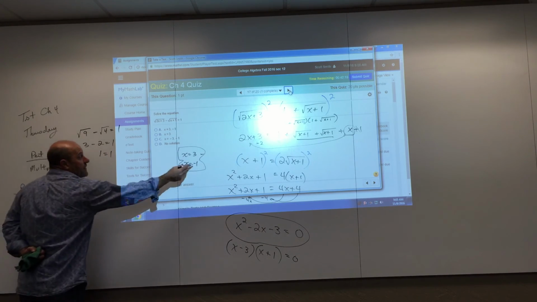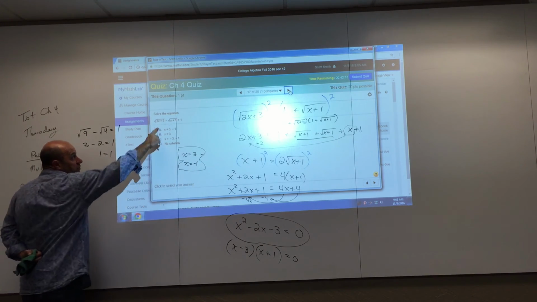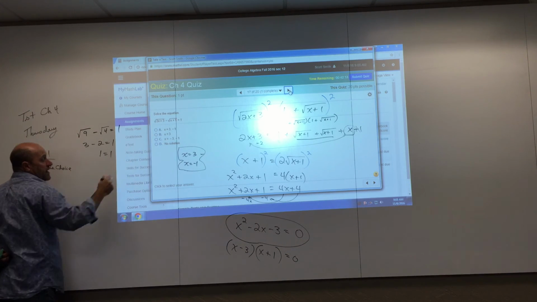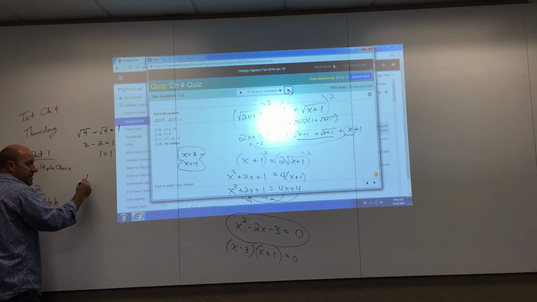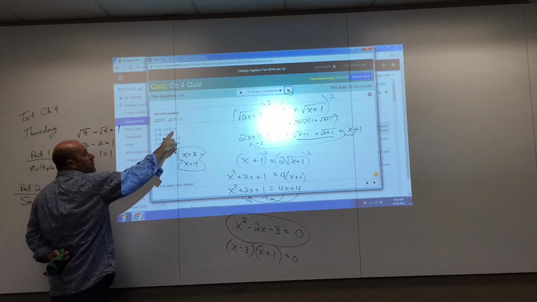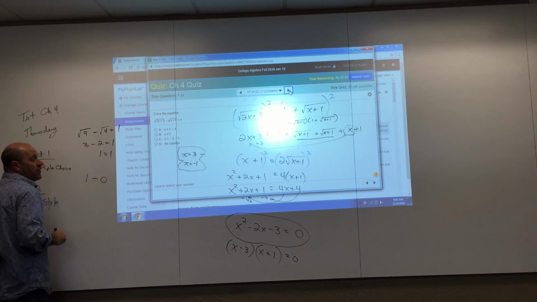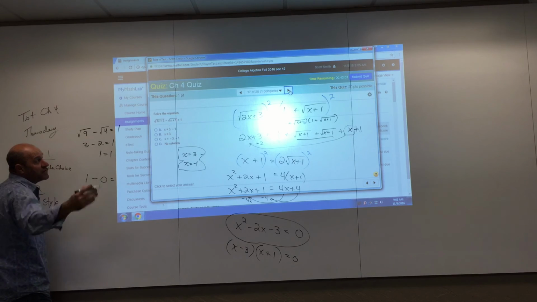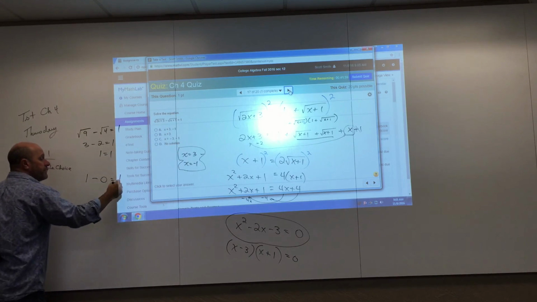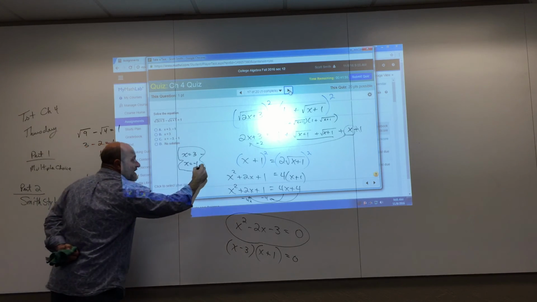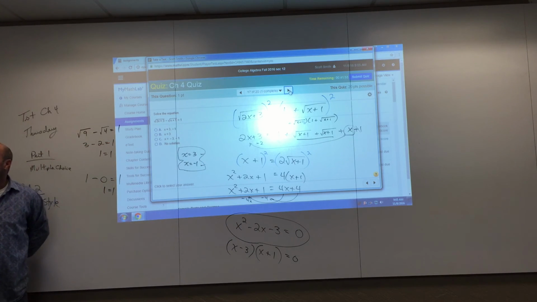Let's try the -1. In the original problem, when you plug in a -1, that's -2 plus 3, so that's a 1. It's the square root of 1, which is a 1. Minus, when you plug a -1 in there, that's a -1 plus 1, so that's a 0. Square root of 0 is a 0. Nothing wrong with that. Does that equal the other side, which is a 1? I'll be darned, it does. So both my answers check, and that's the answer on this one.